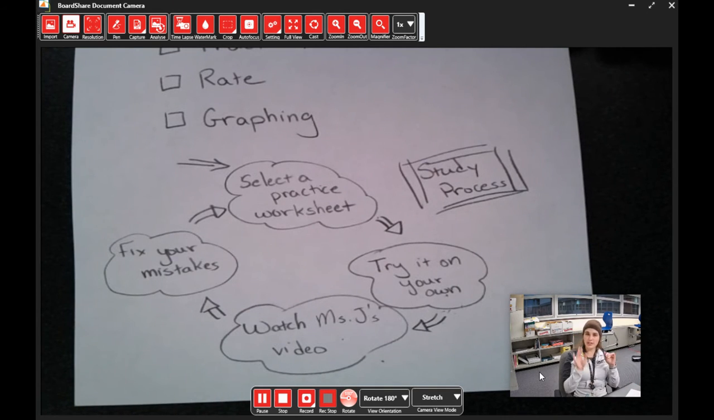You'll have your worksheet tab open. You'll be able to bounce back and forth between the two, or maybe you have it in paper and you can do it that way. I don't want you to skip ahead through my video. I want you to watch me solve them all out, because I'm assuming you're doing the problems that you probably need the most help on.